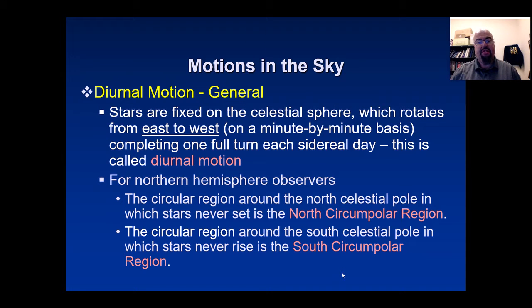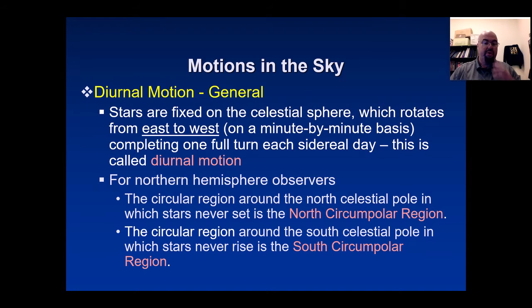Now, because of this, we have some other things called diurnal motion or daily motion. Stars are fixed on the celestial sphere. Remember, they're kind of fixed on this as it spins around, which rotates from east to west on a minute-by-minute basis, completing one full turn each day. This is called diurnal motion.